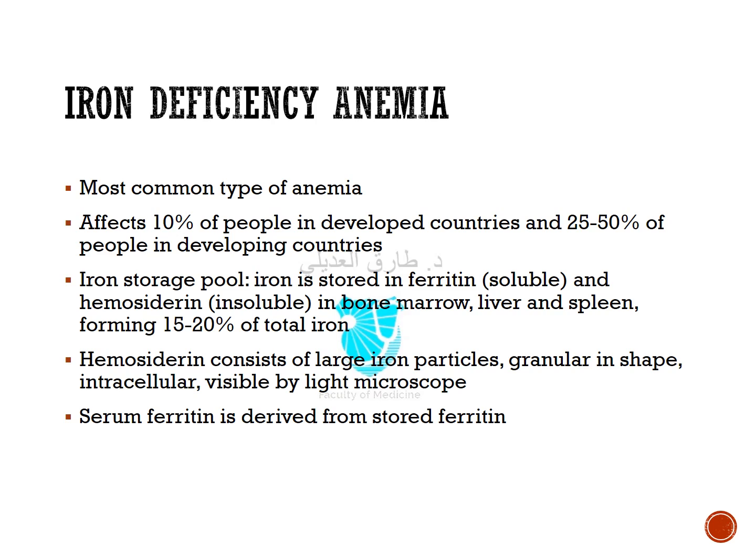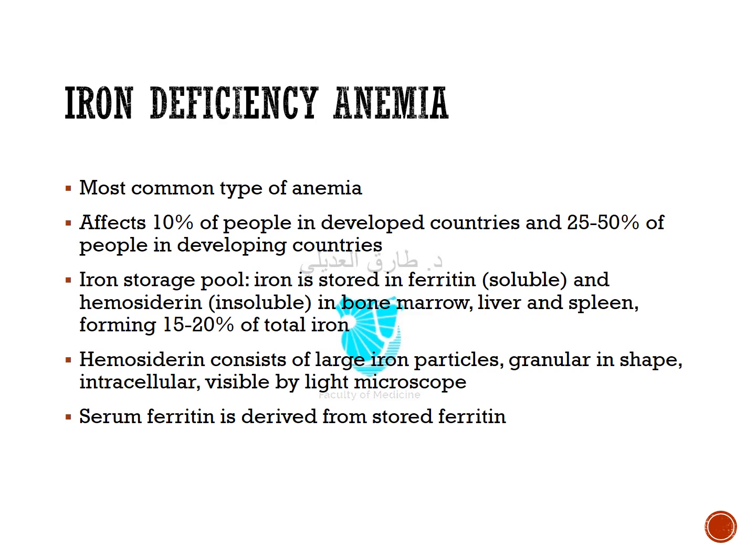Iron deficiency anemia affects 10% of people in the developed countries and is much more common in the developing countries, where it can reach 50% of the population. We did a study in Jordan a few years ago in teenagers who visited the Jordan University Hospital for routine visits, and we found around 30% of them to have anemia, both boys and girls. So it is a very common type of anemia.